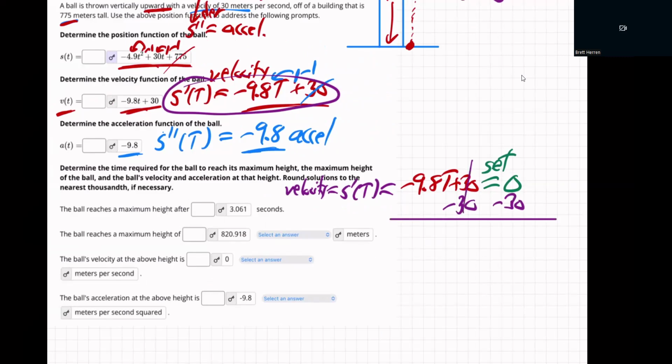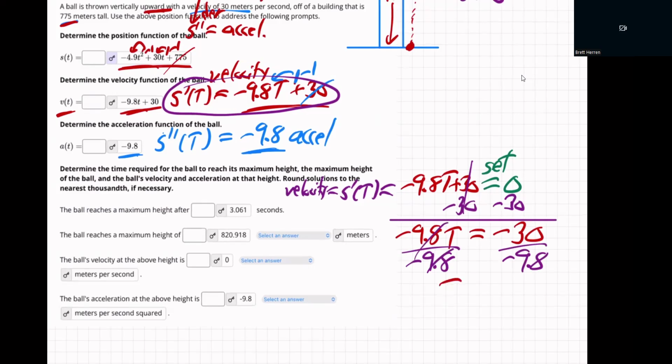Gonzo, minus 9.8. t is, oh, I'm just getting scribbly there, minus 30. Okay. And then divide by minus 9.8. And t is, that's going to be around 3, a little over 3. Yeah, 3.061. I'll just assume that's right. 3.061 seconds. So it's going to reach its maximum height just past 3 seconds.